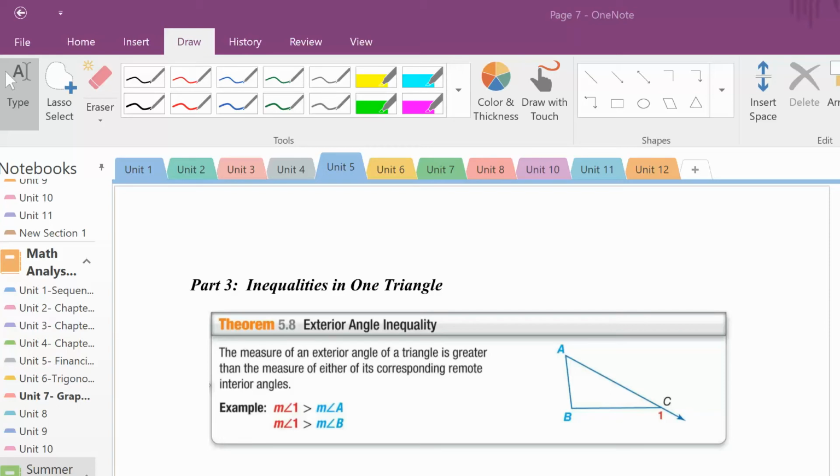The first one is that we've talked about that the measure of an exterior angle is equal to the sum of the two remote interior angles. So an inequality that could be made from that is that any exterior angle is greater than either of the two remote interior angles. So angle 1 here would be greater than angle A or greater than angle B individually.